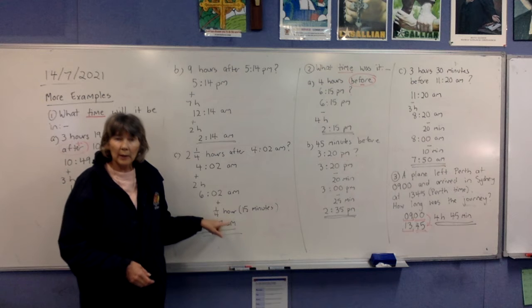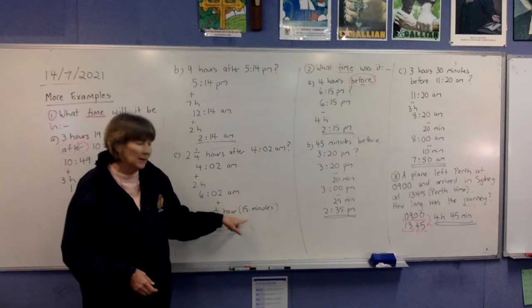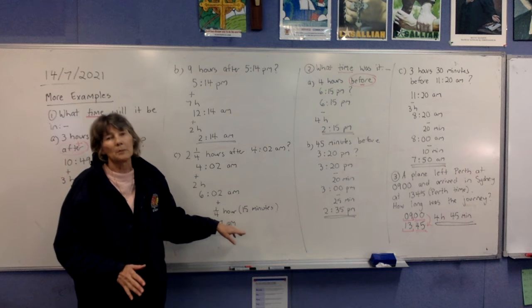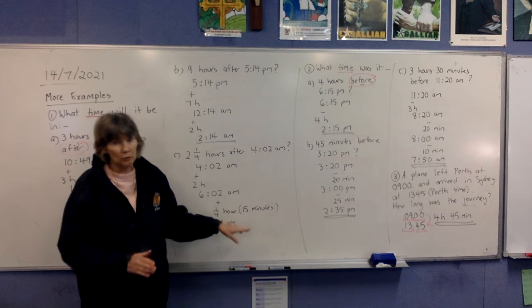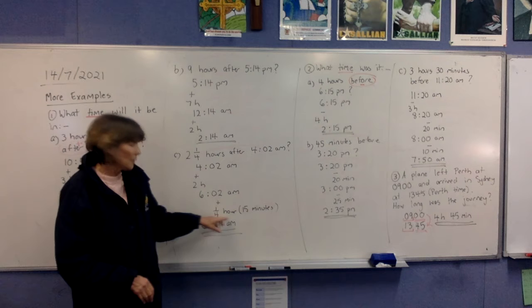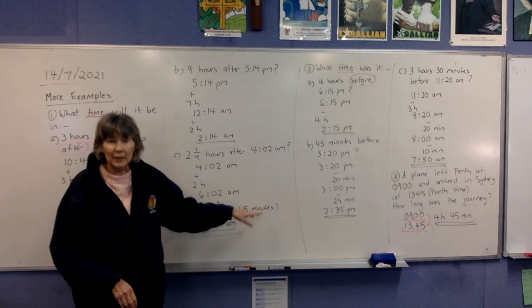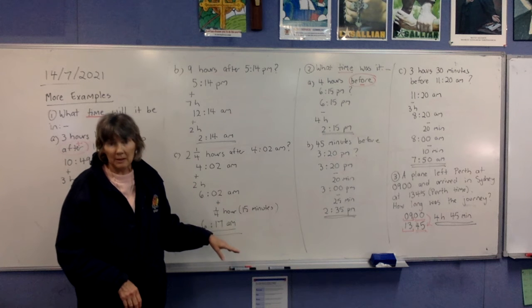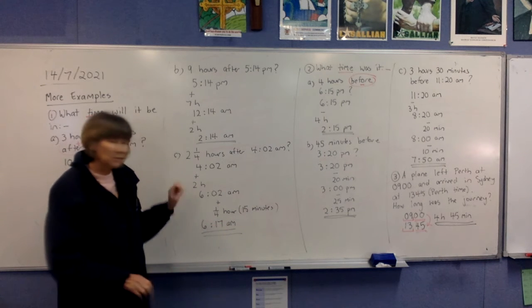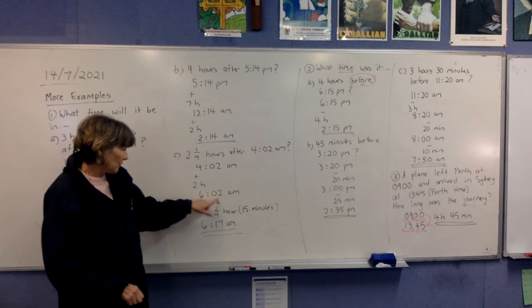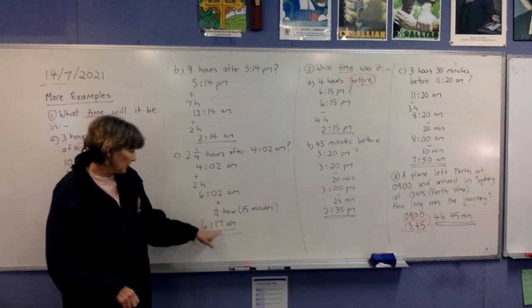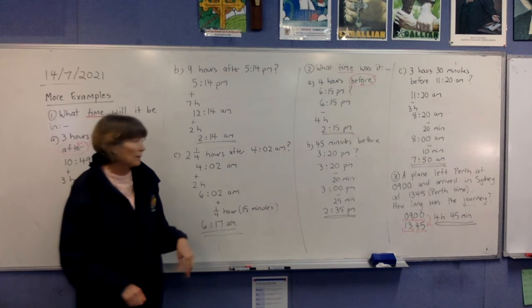Now, a 1/4 of an hour is the same as 15 minutes. If you don't know that, don't worry too much about it at the moment. But if you do know it, great. Okay, so adding a 1/4 of an hour is the same as adding 15 minutes because it's a 1/4 of 60 minutes. Alright, that's 15 minutes. So if we add 15 minutes onto here, we get 6:17 a.m. and that's our answer.